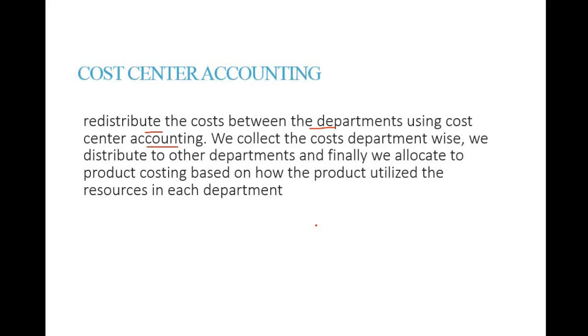In FI you can only post actuals. In CO we can do planning, we can do actual postings, and we can also analyze the variances. Variance is nothing but the difference between plan value and actual value, and we call it variance analysis. This facility is not there in FI. In FI, we can only post actuals.